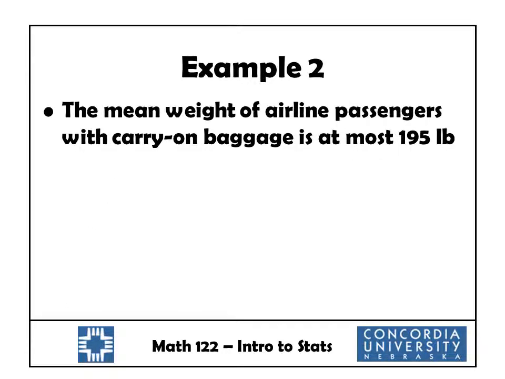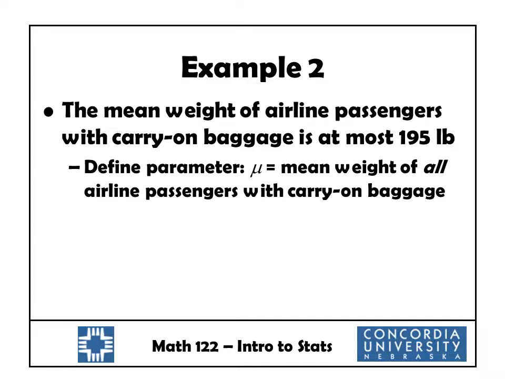Okay, let's look at another example of setting up our null and alternative hypotheses. Here's a claim. The mean weight of airline passengers with carry-on baggage is at most 195. So when we have a claim like this, the first thing we have to determine is if we're making a claim about a proportion, a mean, or a standard deviation. In some cases it's rather obvious, in other cases it's not as obvious. Right here it says the mean, so that means that our parameter is mu.